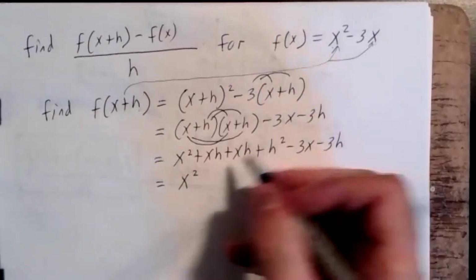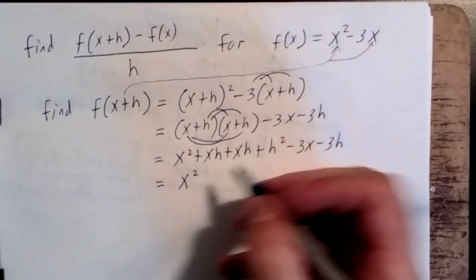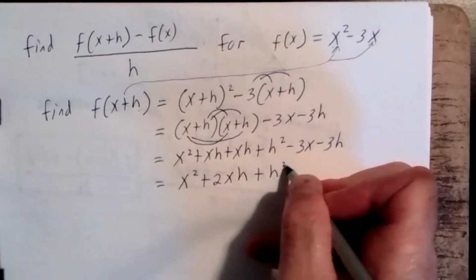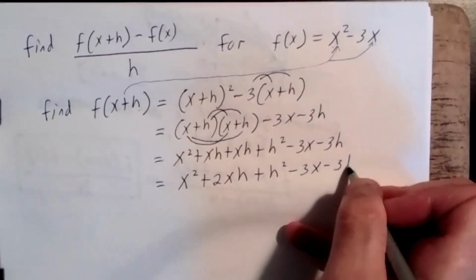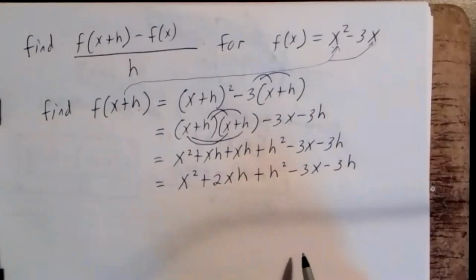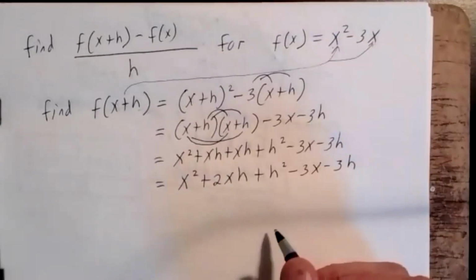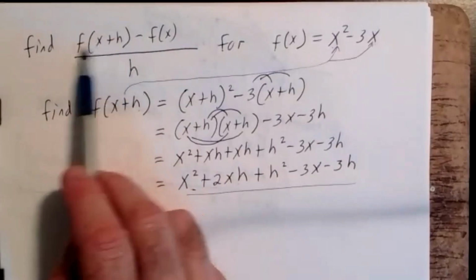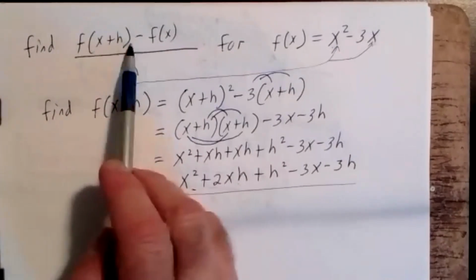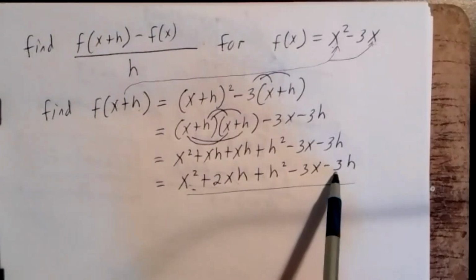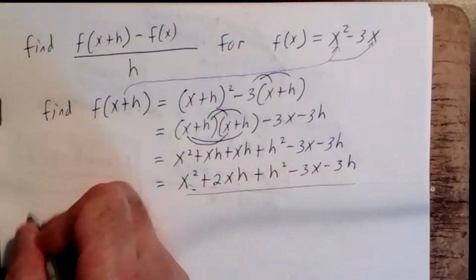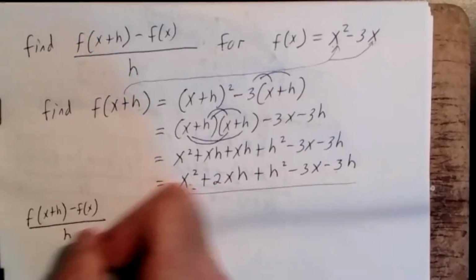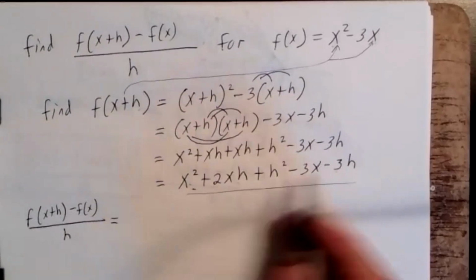Hence we have x squared. Xh plus xh is going to combine to give you 2xh plus h squared minus 3x minus 3h. That's what f of x plus h is going to be. And so we're going to take this expression here and put it back into the difference quotient for f of x plus h. So f of x plus h is replaced with this, okay? So therefore, f of x plus h minus f of x divided by h is going to become what? In for f of x plus h, we put all this.